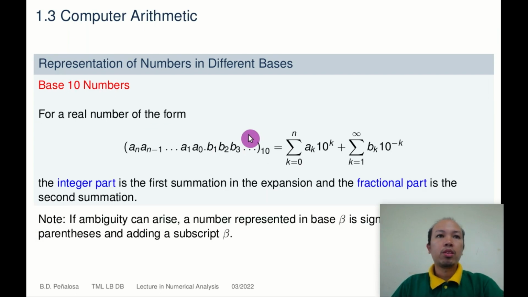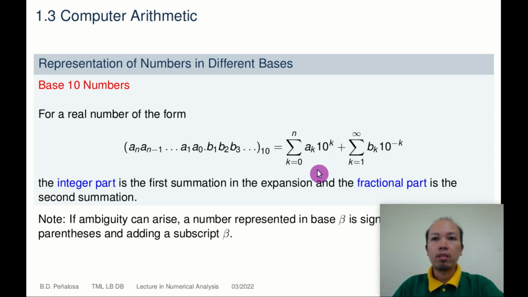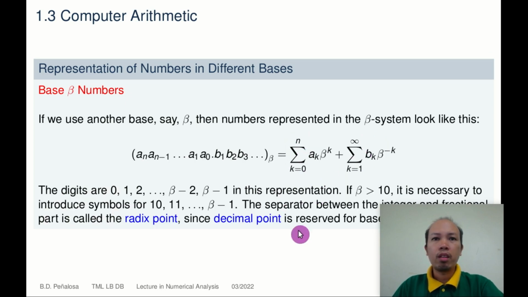We have how to write a real number in a base 10 form. This is this one, and I corrected this k here, the second summation, which before I wrote as k is equal to 0. This is the integer part and this is the fractional part, and this is also the general form for writing numbers in the beta system.